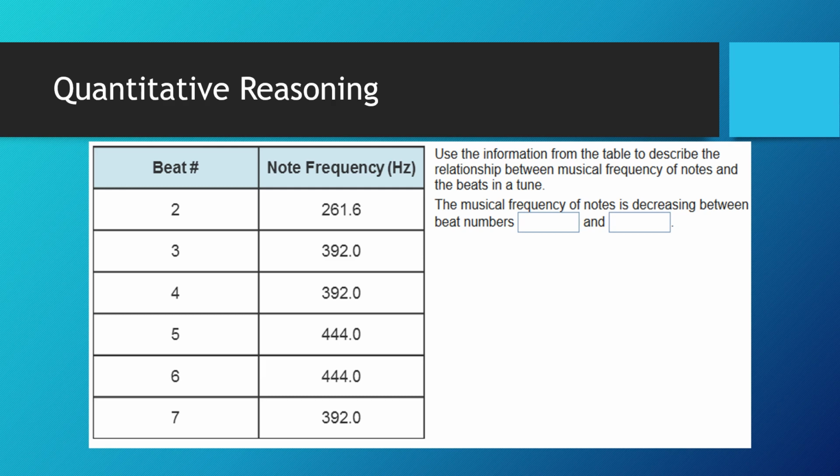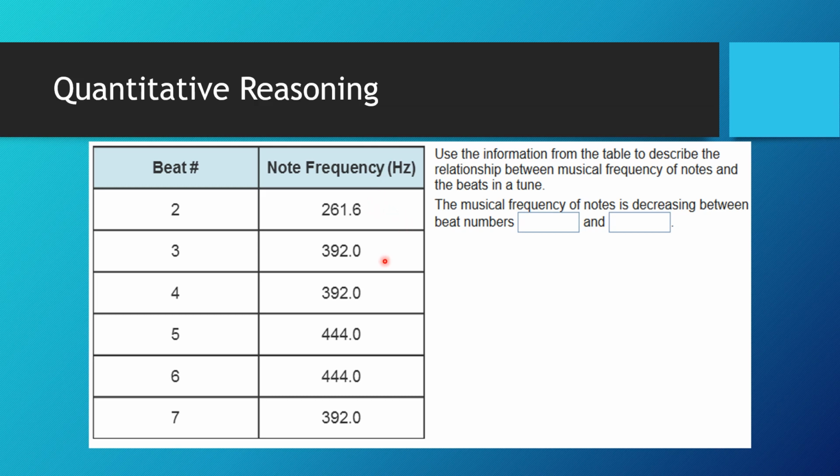Use the information from the table to describe the relationship between musical frequency of notes and the beats in a tune. And I want to know how I can fill in these blanks. So the musical frequency of notes is decreasing between beat numbers blank and blank. So I'm just looking for where the second column in the table, the frequency, I'm looking for where those values are decreasing. So let's just take a look piece by piece and see if we can find that.